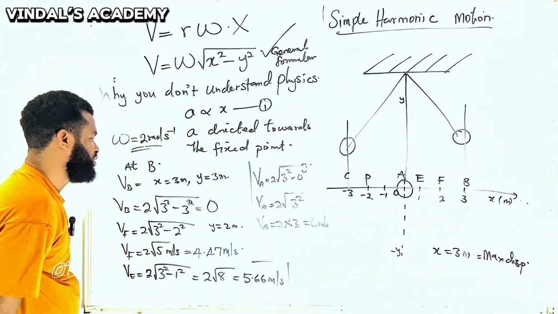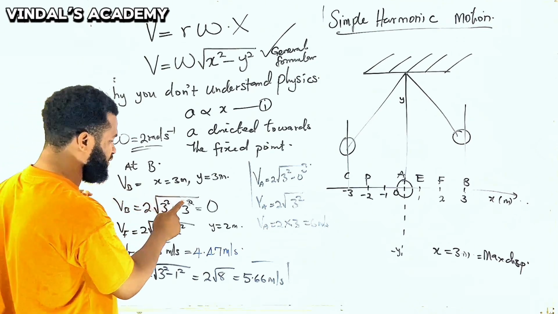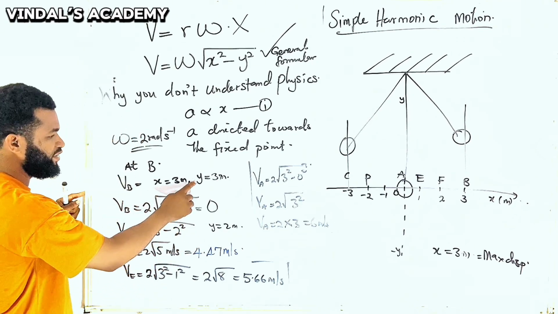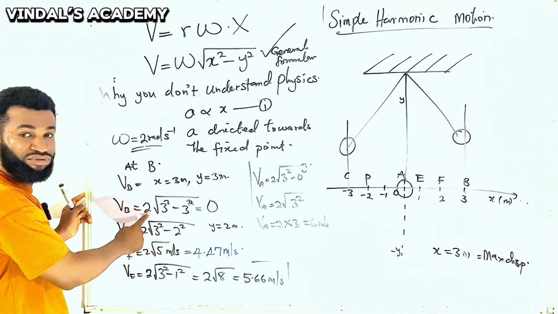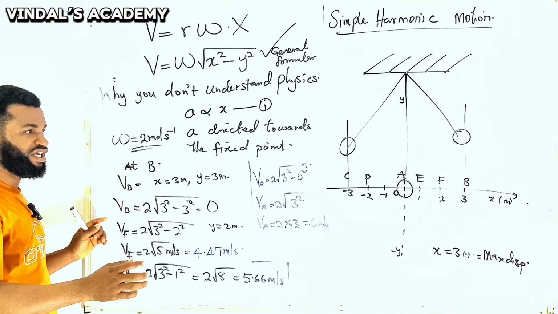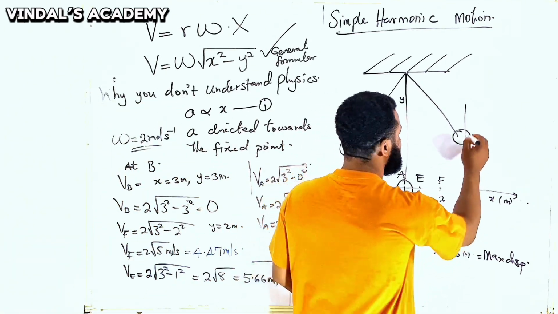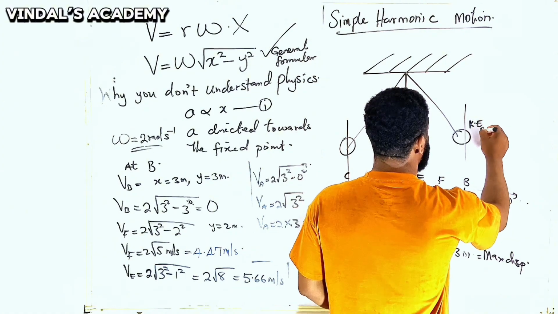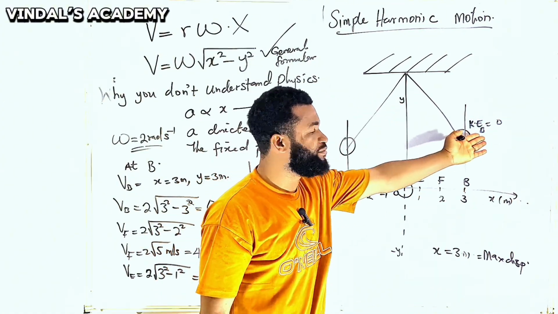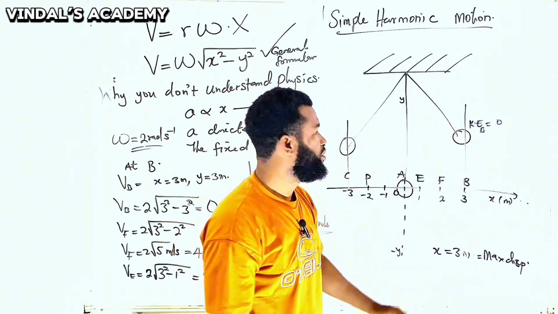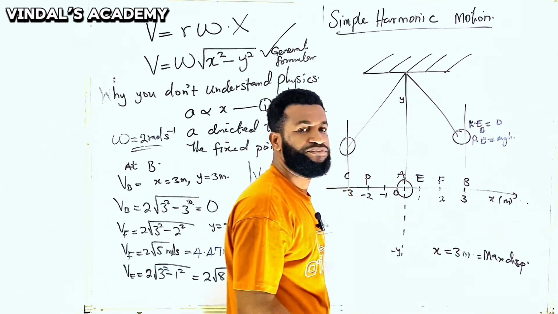Now, at B, I have 3 square minus 3 square, whereby y is 3. So 3 square minus 3 square is 0. 0 times root 2 is going to be 0. Everything has gone. So the velocity at B is going to be 0. And that means kinetic energy at B must be 0. If you check your textbook, the kinetic energy at the maximum displacement is 0. But potential energy is maximum at that point.